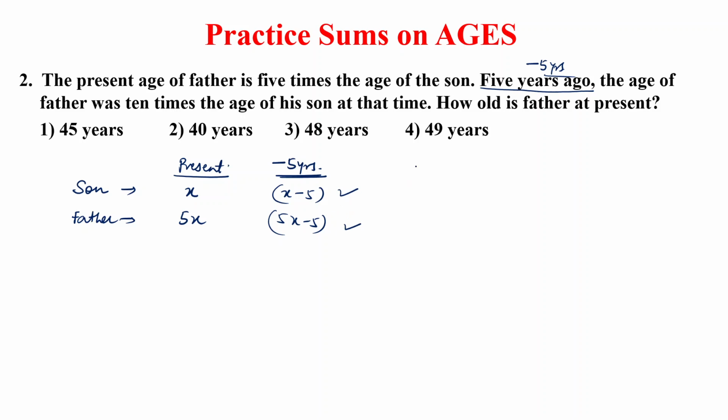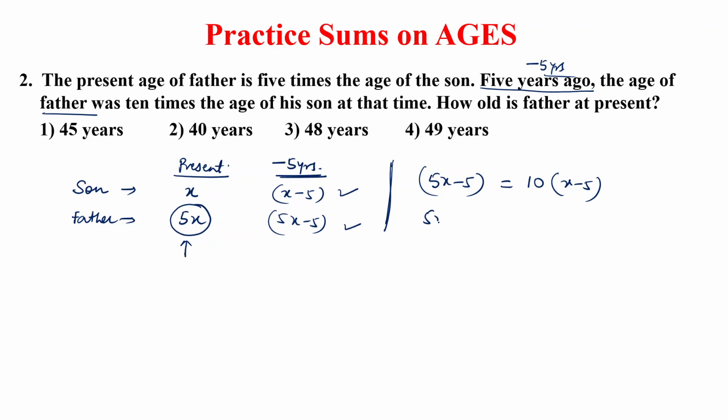So 5 years ago, this is the age of son and this is the age of father. This was okay. Now try to find out the equation. 5 years ago, what was the age of father? Father's age is 5x minus 5. This is the age of father 5 years ago, it was 10 times the age of son. That means if we multiply the son's age by 10 times, this can be equated. And how did we find this one? x minus 5 is son's age at that time, that means 5 years ago. And now what they are asking: how old is father at present? It means you will have to find out the 5x value. What is the value of 5x, right?